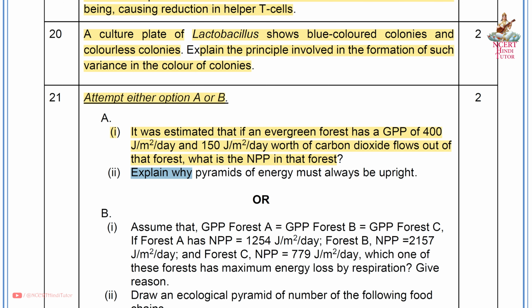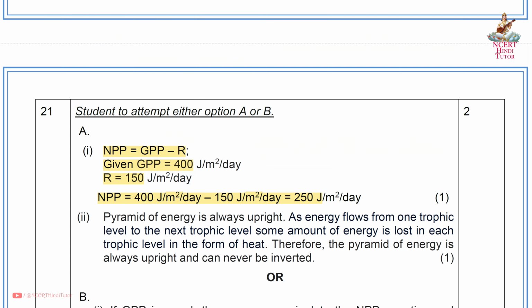Second, explain why pyramids of energy must always be upright. Answer. Pyramid of energy is always upright. As energy flows from one trophic level to the next trophic level, some amount of energy is lost in each trophic level in the form of heat. Therefore, the pyramid of energy is always upright and can never be inverted.